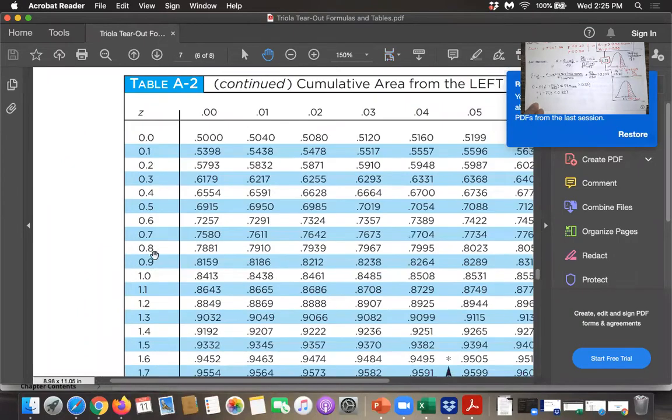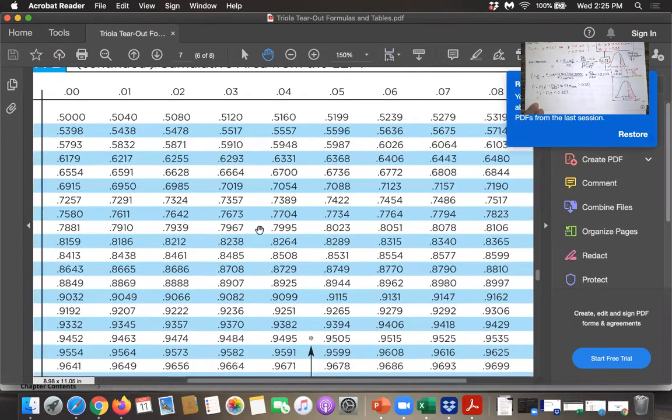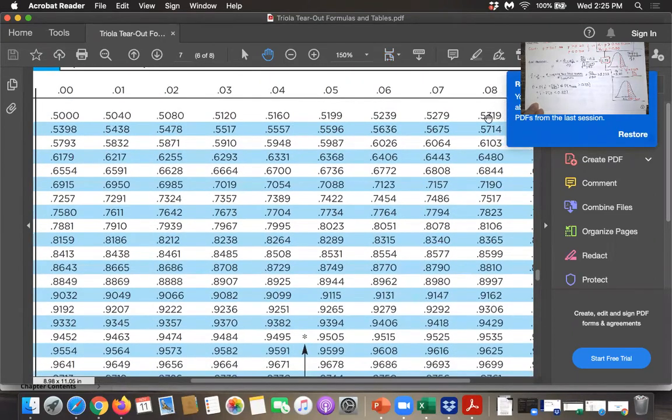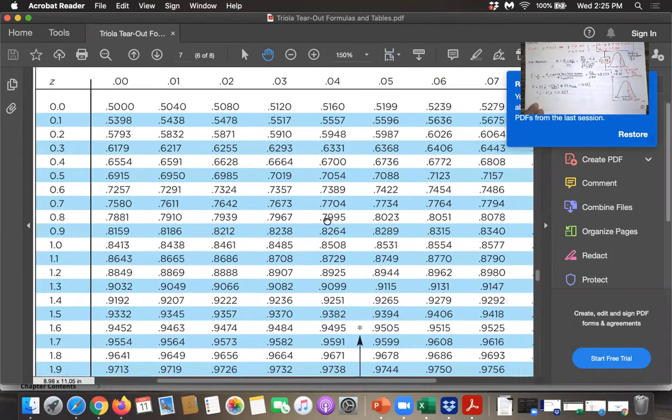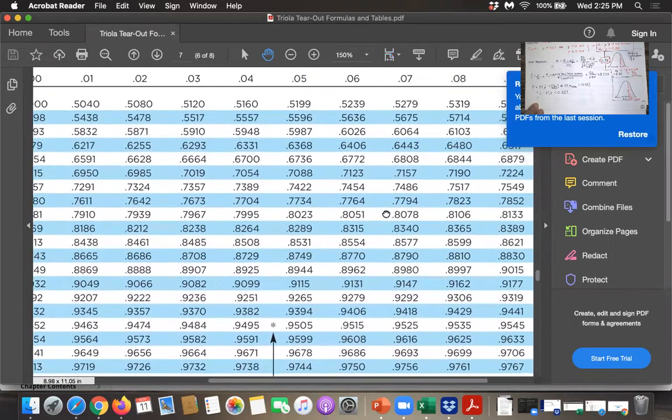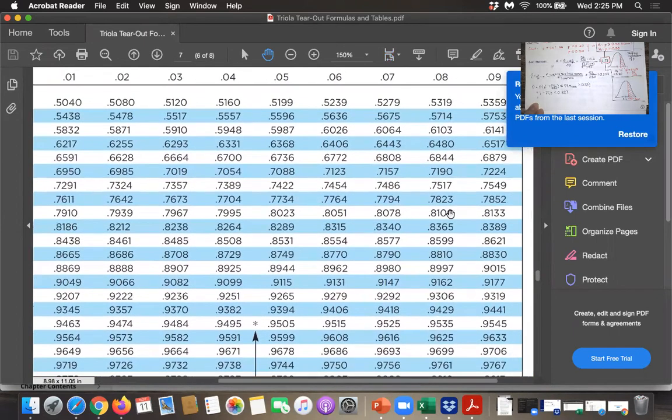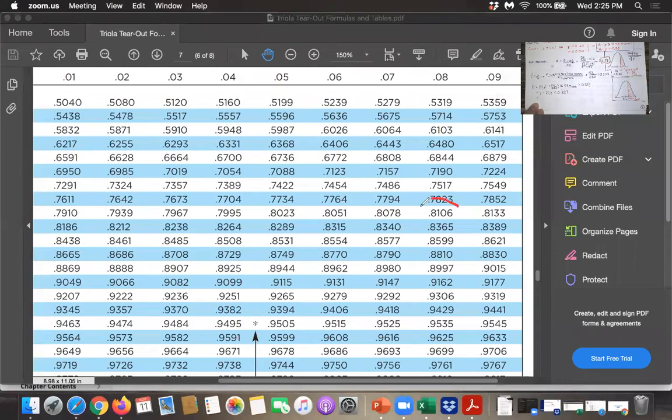So we find z equals 0.8 here, and then we go to the column where we have an 8 in the hundredths place. So we're right here in this row, this white row. And we're talking about this value right here. I'm going to circle it. I hope that's the right one.